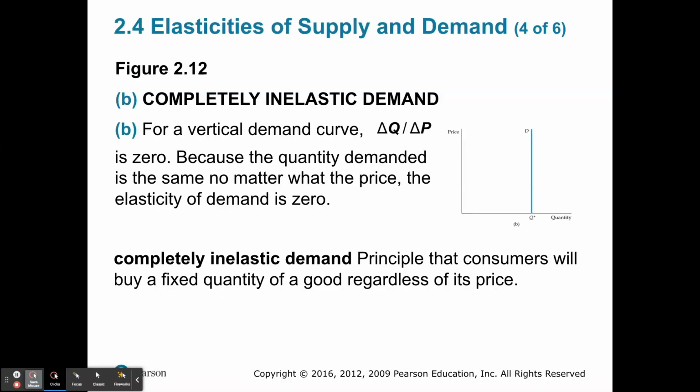And that's as opposed to the inelastic demand, where no one cares what the price is. They're always going to buy the same amount. It doesn't matter. So there's inelastic as opposed to elastic demand.